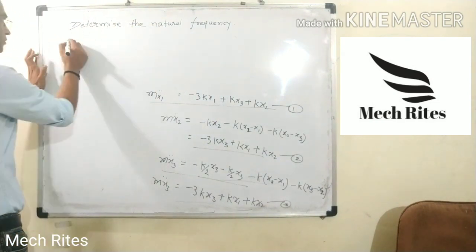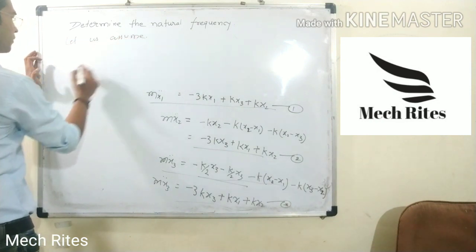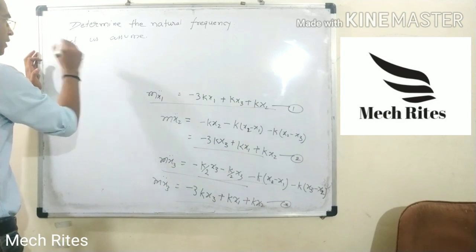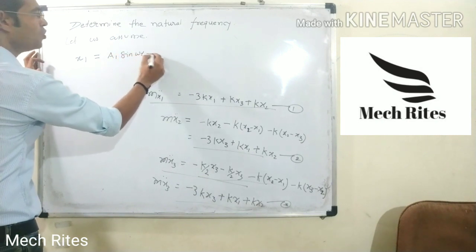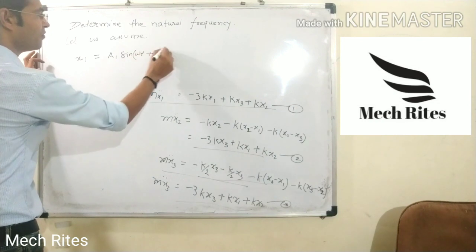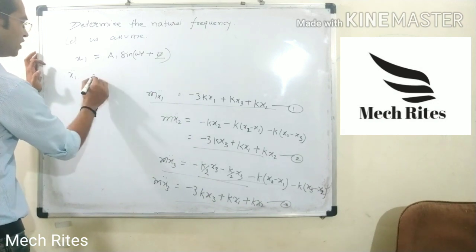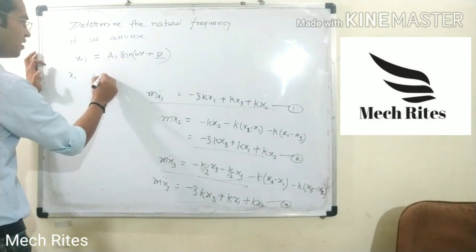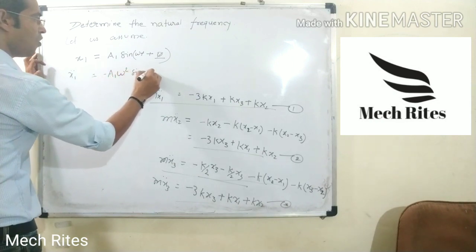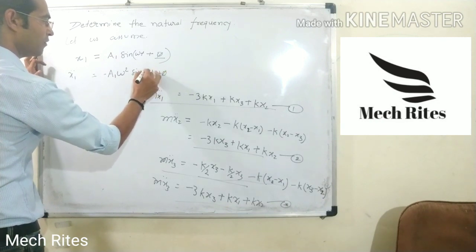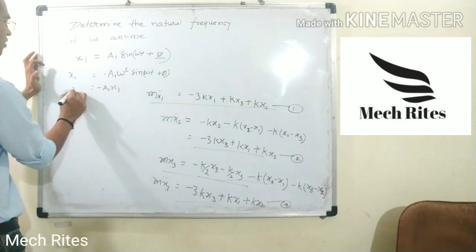Now let us assume x1 equal to a1 sine omega t, or you may write omega t plus phi. Phi is the phase difference. So x1 double dot we require. Its value will be, by differentiating this part twice, minus a1 omega square sine omega t plus phi, or we may write directly minus omega square x1 for x1 double dot.